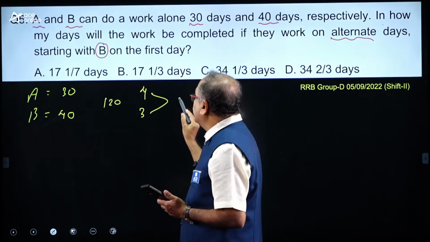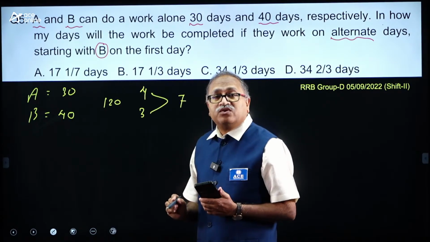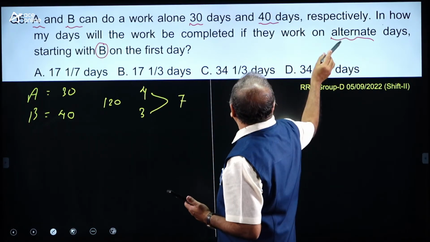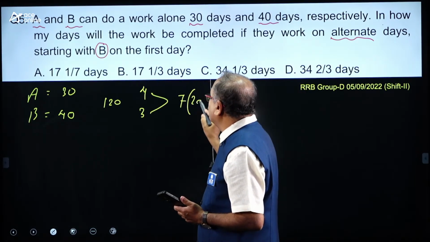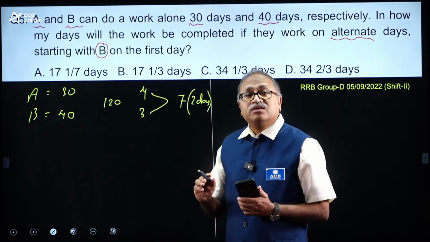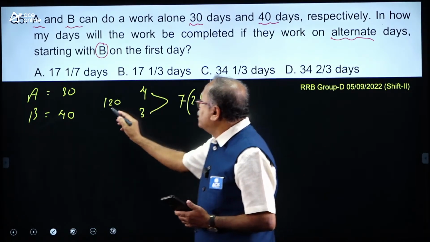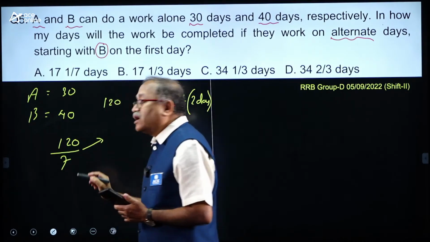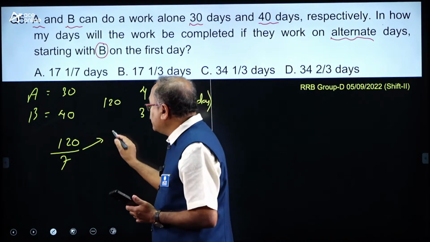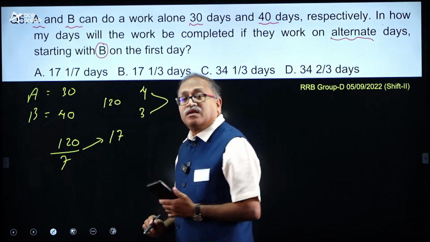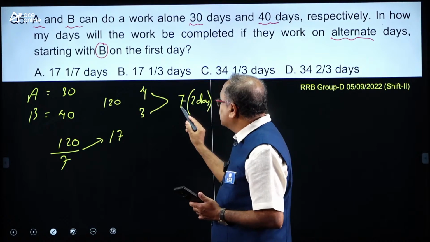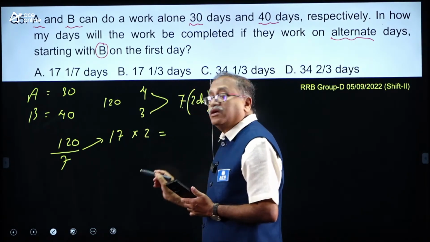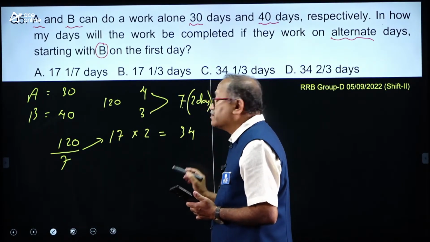Together they complete per day how many units? 7 units. And this 7 units is for how many days? They are working on alternate days, so this is 7 units every 2 days. Then they will divide 120 by 7. So, I am getting 17. Now, this 7 units is for every 2 days, then 17 into 2, that comes 34 days.